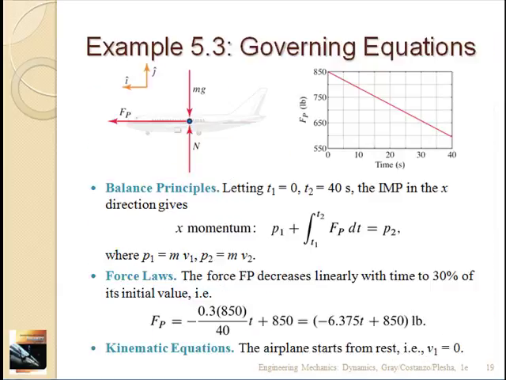So here it is. The initial momentum plus the impulse equals the final momentum. The initial momentum is 0. Okay, it starts at rest. v1 is 0. There it is. And then the force is given by this. So we can just put that equation in here, do the integration, and that tells us the impulse.